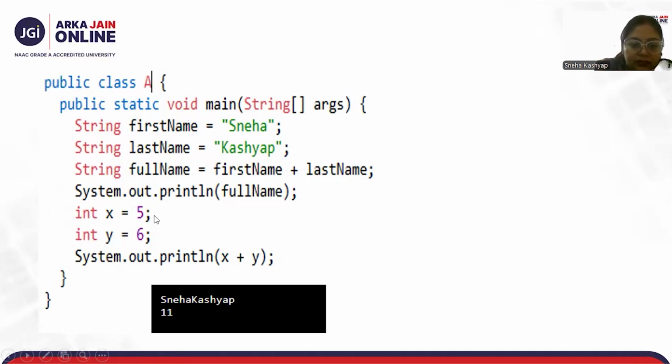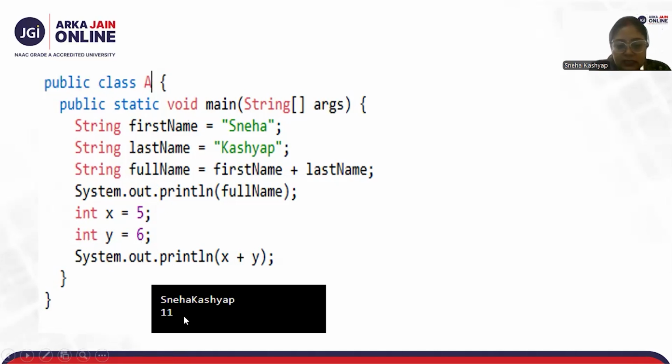We have taken another two variables, x and y. To this x, I have assigned the value 5, and for the y variable, I have stored the value 6. And both are of type integer. Now I am performing system.out.println x plus y. To this, it is giving an output of 11, that is 5 plus 6 is equal to 11.